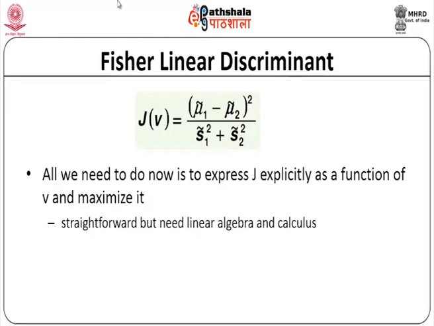Now, what have we done? What is this J of V, where V is the vector that we are choosing to project on? It is nothing but the difference between the projected means of the two classes, normalized by the square of the scatter of class 1 plus the square of the scatter of class 2. So, here we expressed J in terms of the mean and the scatter. Now, we have to express it in terms of V.